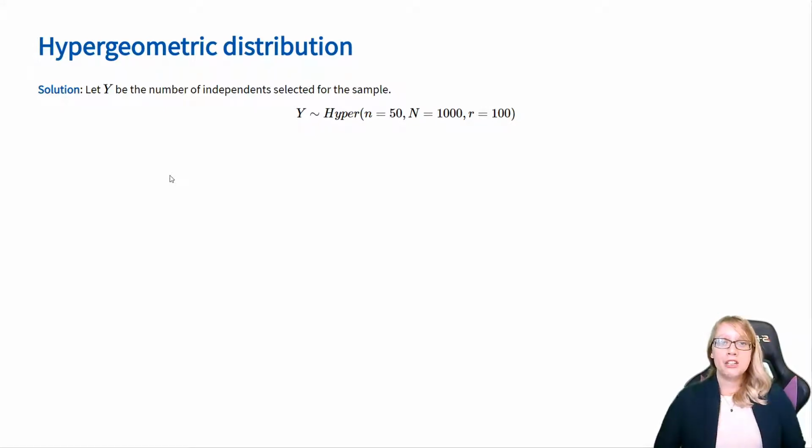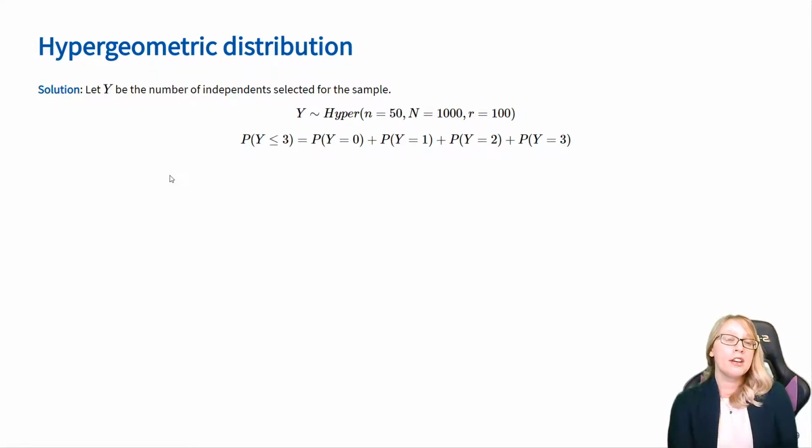That fixed population size is capital N, or big N, so big N is 1,000. We're going to take a sample of 50 students from the full population. In the full population, 100 students are what we would consider to be politically independent. So that's where the r equals 100 is going to come from.